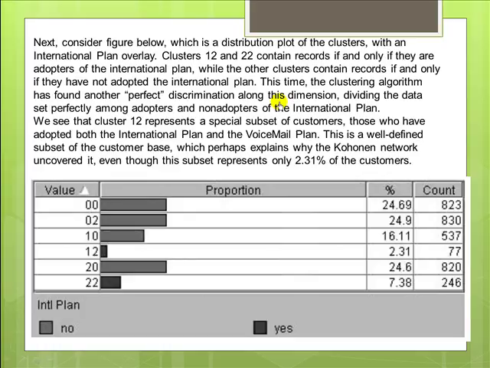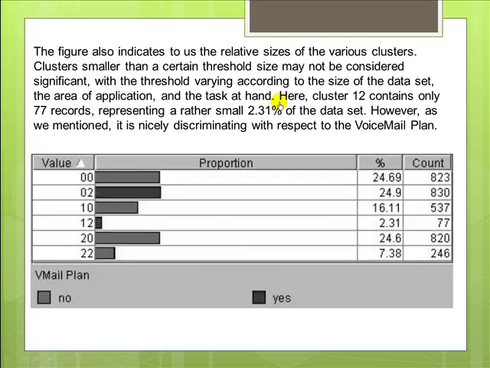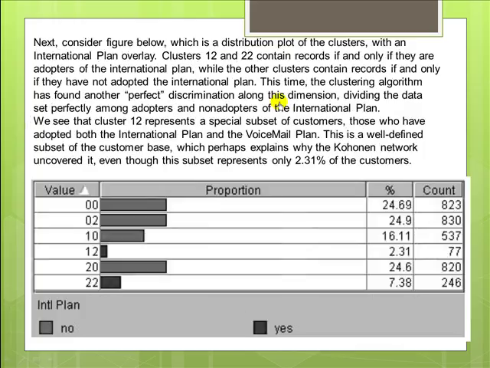We see that cluster 1, 2 represents a special subset of customers. By the way, what was cluster 1, 2 before with respect to voicemail? It was yes for voicemail, and it's also 100% yes for international plan. So cluster 1, 2: everybody has voicemail and everybody has international plan. What does it sound like? It sounds like they're kind of big spenders, right? So this might be a group of big spenders. But anyway, let's continue. We see that cluster 1, 2 represents a special subset of customers, those who adopted both the international plan and the voicemail plan. This is a well-defined subset of the customer base, which perhaps explains why the Kohonen network uncovered it, even though this subset represents only 2.31% of the customers.